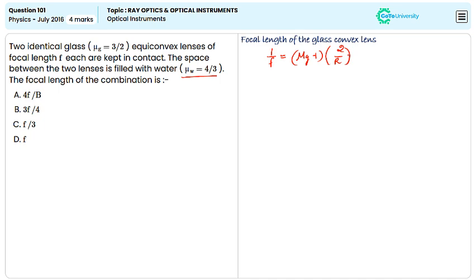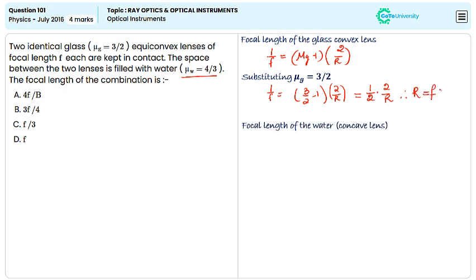For the glass lens, substituting mu g is equal to 3 by 2, we get 1 by f is equal to (3 by 2 minus 1) into 2 by r, which is equal to 1 by 2 into 2 by r. Thus, the radius of curvature r is equal to f. Next, the space between the two lenses is filled with water, which acts like a concave lens in this setup.